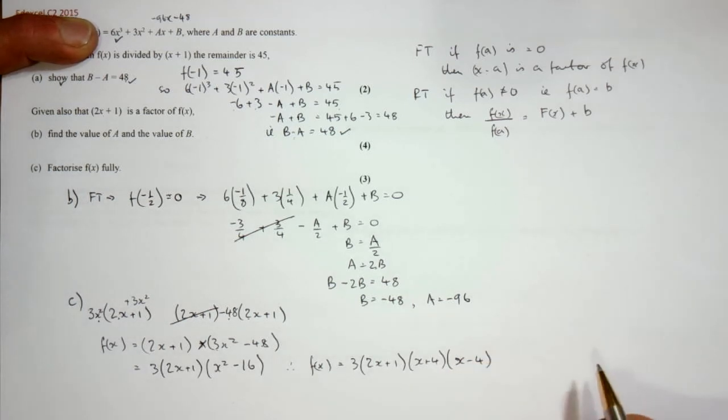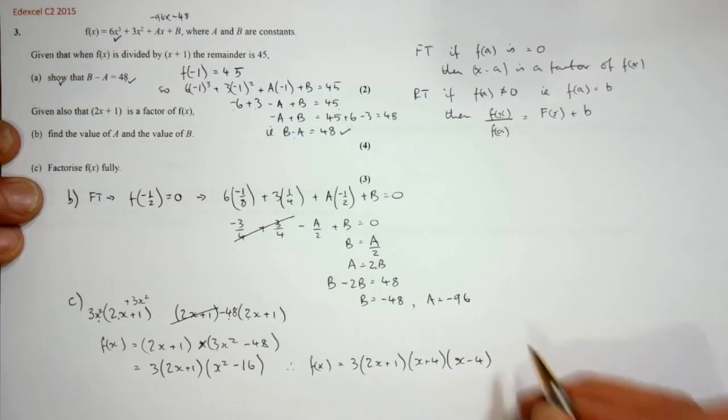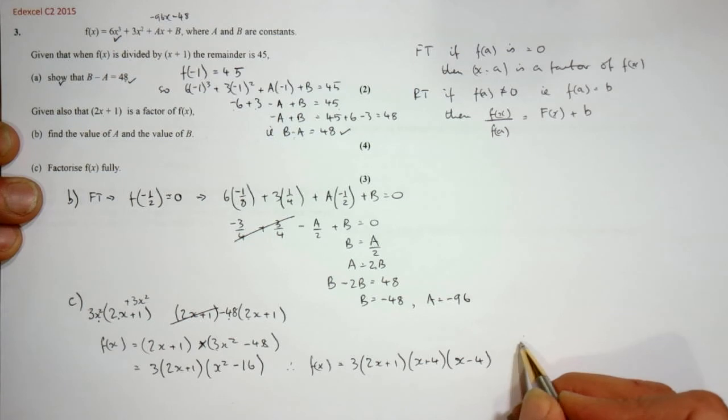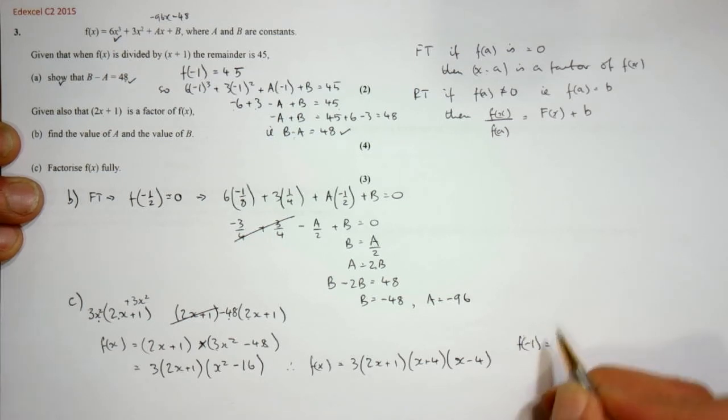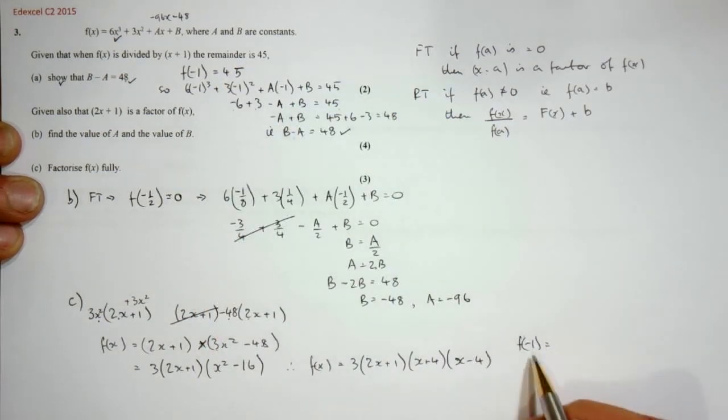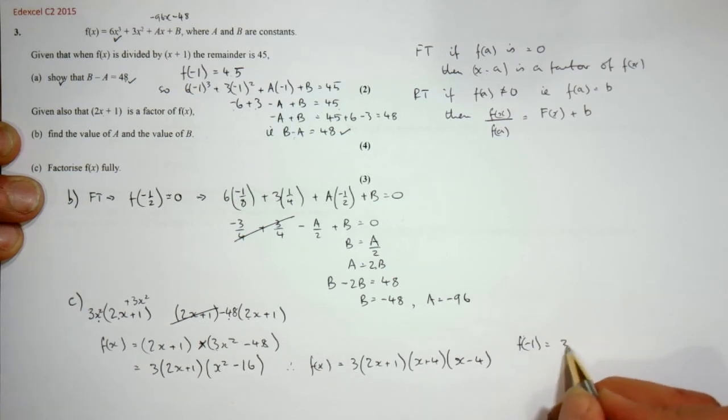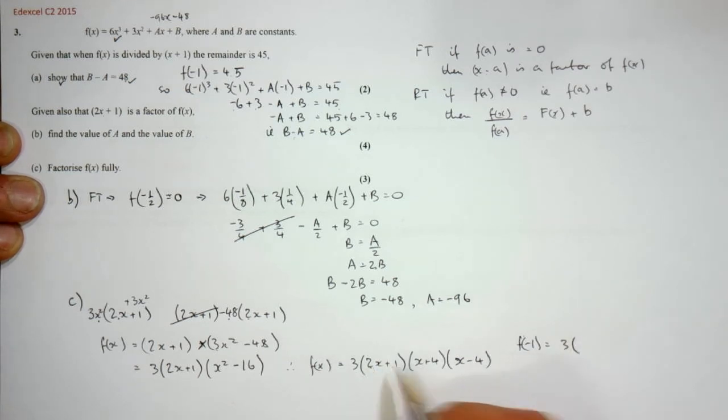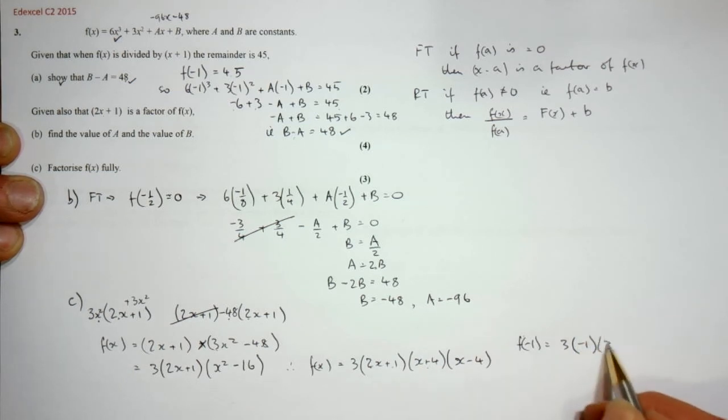And we know a nice way of checking this, and that's what we should do before we move on to the next question. When we put minus 1 into this, we should get 45. f of minus 1 is equal to 3 lots of 2 times minus 1, which is minus 2, plus 1 is minus 1. Minus 1 plus 4 is 3. And minus 1 take away 4 is minus 5. 3 times 3 is 9. Minus 1 times minus 5 is plus 5. 9 times 5 is 45. So that is correct.